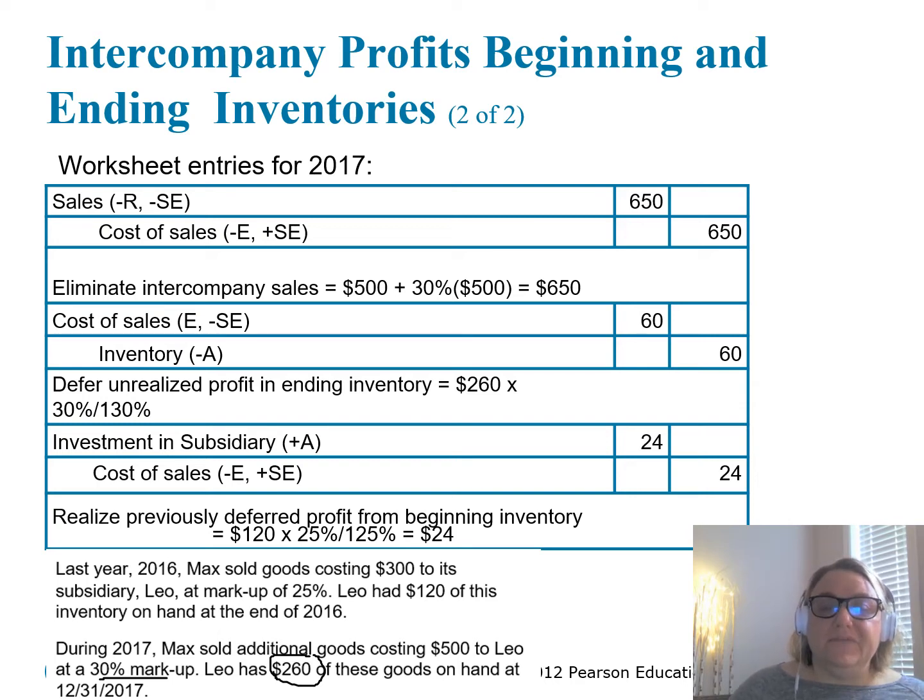All right, and then for the investment, we're going to realize the deferred profit. So same situation. They had 120 of this inventory on hand. We'll multiply it times the 25% markup. And this is the stuff from 2016. So there's a deferred profit from the beginning inventory, so we have to do a second step to adjust that deferred profit.